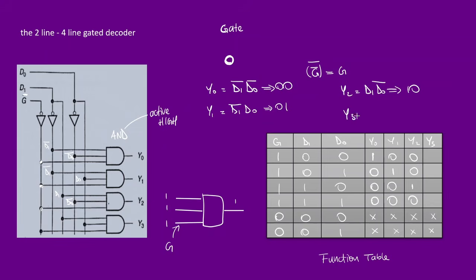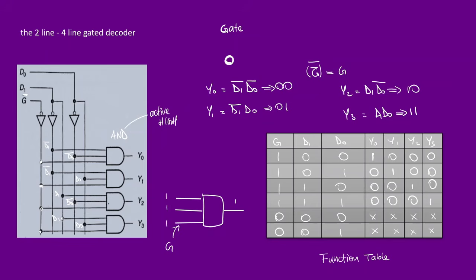And then for Y3, we want my gates to be enabled. And then this is D1 without inversion, this is D0 without inversion. Okay? So that's D1, D0. It's the same as 1, 1, which is the case we have here. Okay?